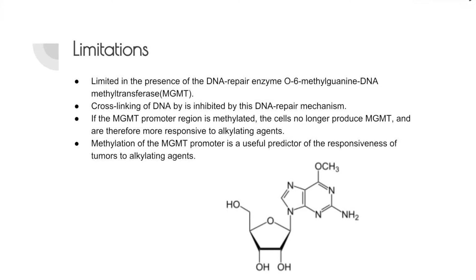Alkylating agents have limitations. Their functionality has been found to be limited when in the presence of the DNA repair enzyme O6-methylguanine DNA methyltransferase, or MGMT. Cross-linking of the double-stranded DNA by alkylating agents is inhibited by this DNA repair mechanism. If the MGMT promoter region is methylated and therefore no longer transcribed, the cells no longer produce MGMT and are therefore more responsive to the alkylating agents. Methylation of the MGMT promoter is a useful predictor of the responsiveness of tumors to alkylating agents. If you look at the image, you can see the chemical structure of MGMT.